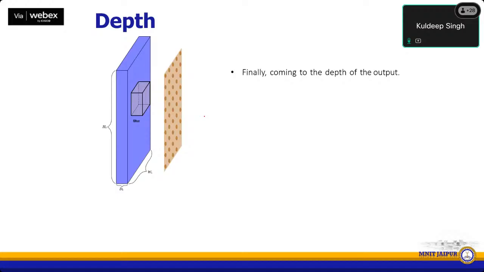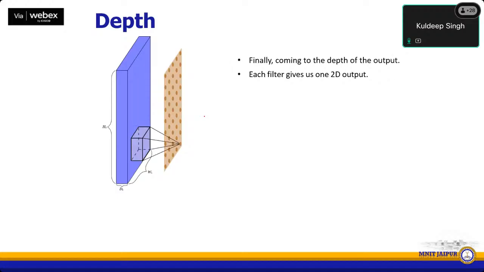Now, coming to the depth part, let me depict it again. As I told you, each 3D filter gives you a 2D output, because the depth direction of this 3D filter is equal to the depth of the input data, that is the image or any type of data. That's why you get a 2D output feature map as a result of 3D convolution.